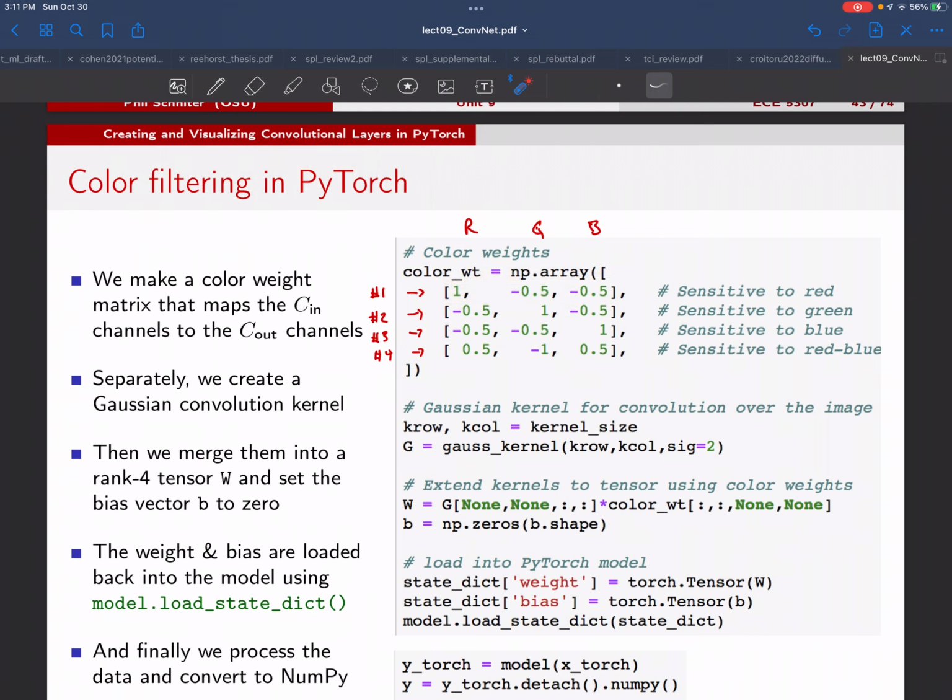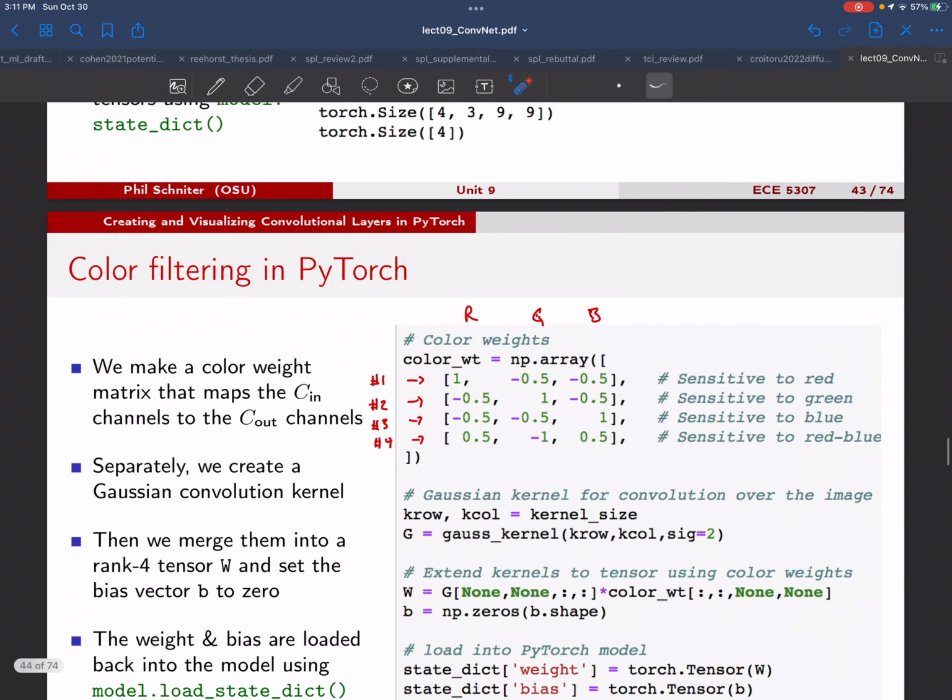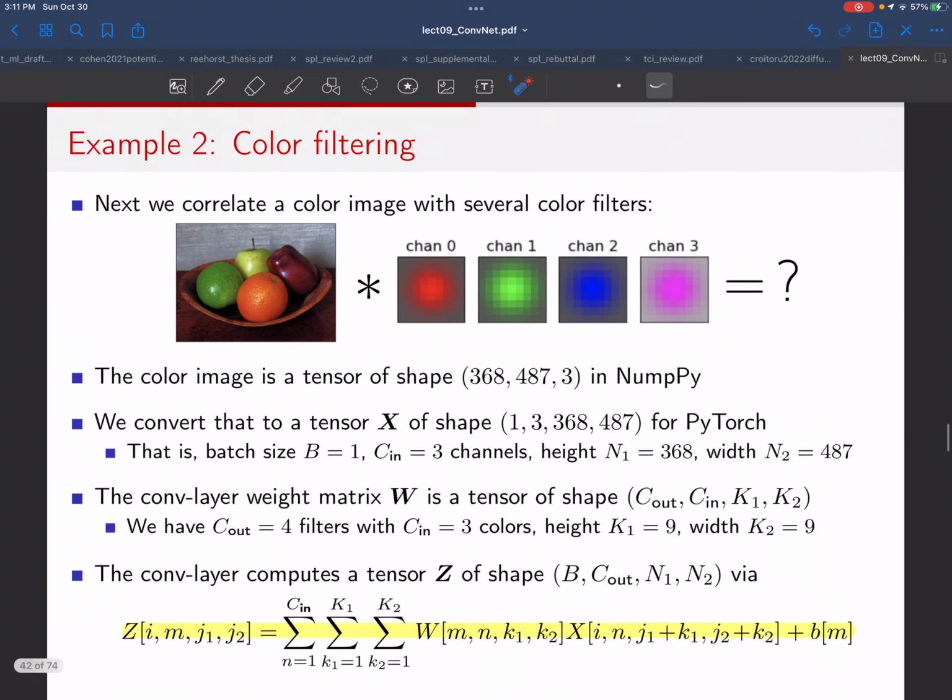The second filter, you can see we have a 1 weight for green and negative weights for red and blue. The third filter, we have a 1 for blue and negative weights for red and green. And this last one, we have positive 0.5 weights for red and blue, and then a negative 1 for green. So that's how we got these colors here.